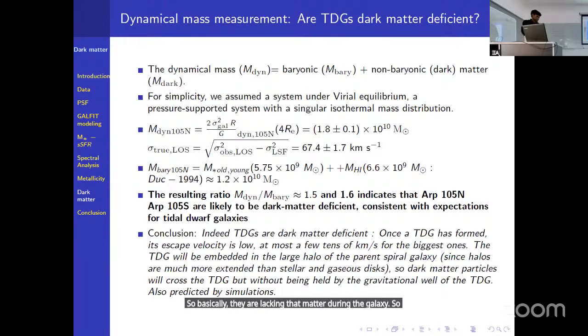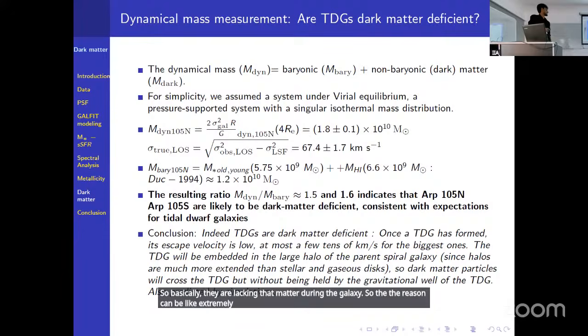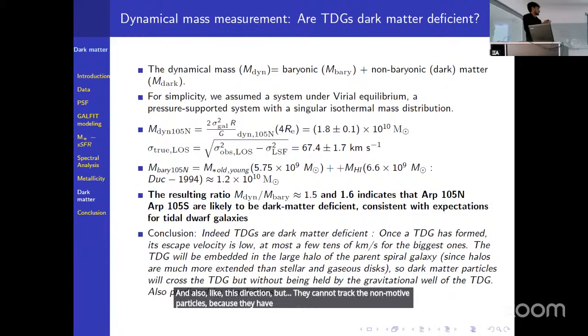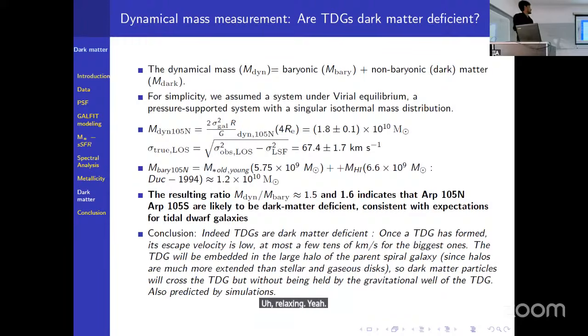The reason can be explained by the fact that these TDZ are small objects. So they have a low escape velocity. And also, the dark matter halo of the galaxy cannot trap their dark matter particles because they have a high velocity. A small object cannot trap dark matter. So that's why they are dark matter deficient galaxies, compared to other galaxies that have very little dark matter. So yeah, thank you. I will stop here, and this is the conclusion.